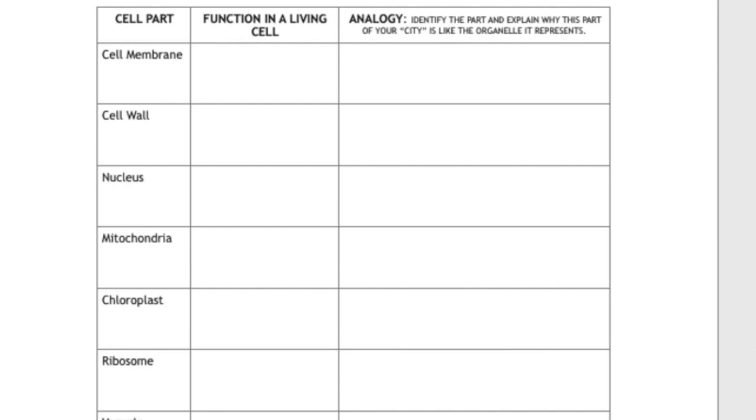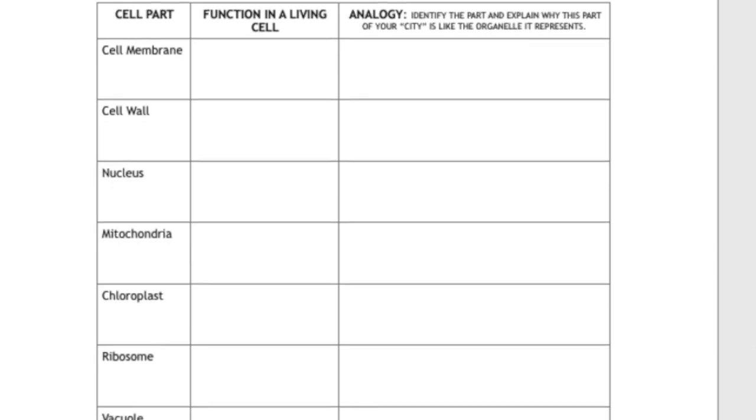And remember, the city could be a town, this could be the Fortnite map, this could be some fairy tale land, a castle, and so on. So the cell membrane, I'm going to go ahead and do that one with you now. The cell membrane is a covering around the cell, specifically the animal cell. It's also around the plant cell. So I could identify this as maybe a fence around my city, a fence around my little town.